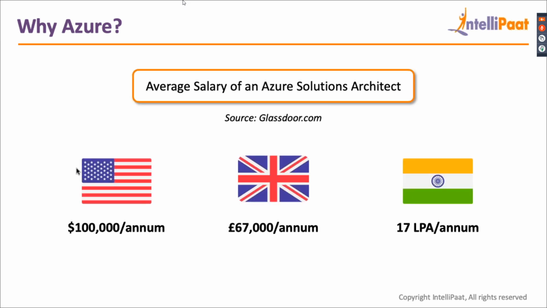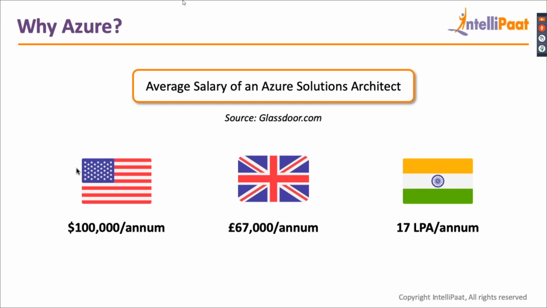Okay, let's talk about the salary. Now, the salary trends are similar to what you have in AWS. So a solution architect in Azure as well will earn around $100,000 per annum in the US. In UK as well, they will earn around 67,000 pounds. And in India also, you will have 17 lakhs per annum.